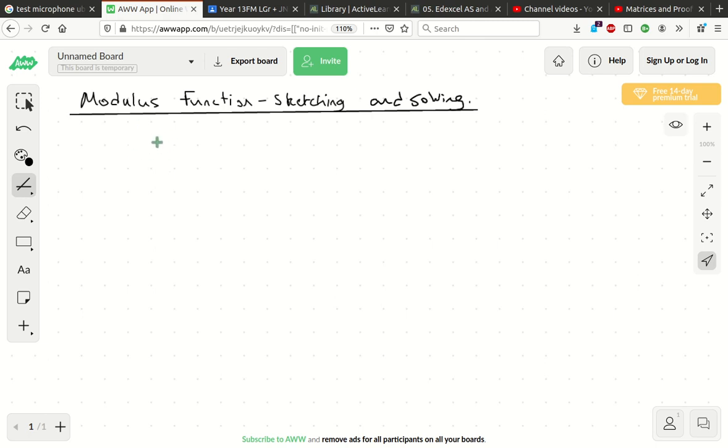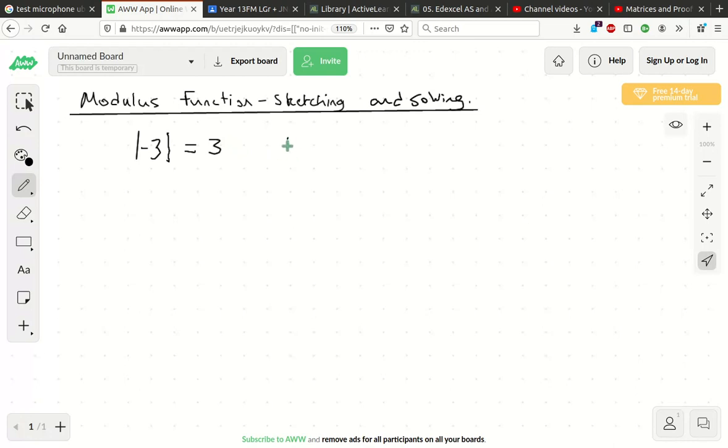So I suppose I ought to start by introducing the modulus function. Now this is simply two straight lines. This is how we denote the modulus function. But two straight lines around a number or a letter or some kind of mathematical expression. Now all the modulus function does is make anything negative positive.